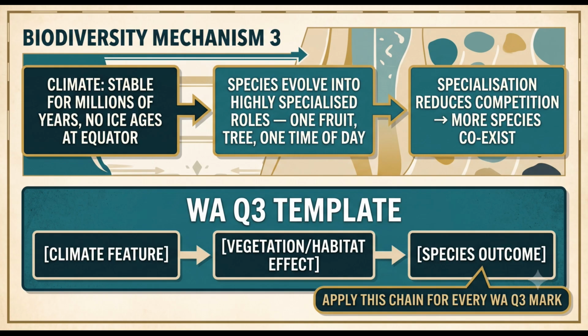Now, WA, question 3, answer template. Right, climate feature, then effect on vegetation or habitat, then effect on species. That chain, every time, no exceptions.